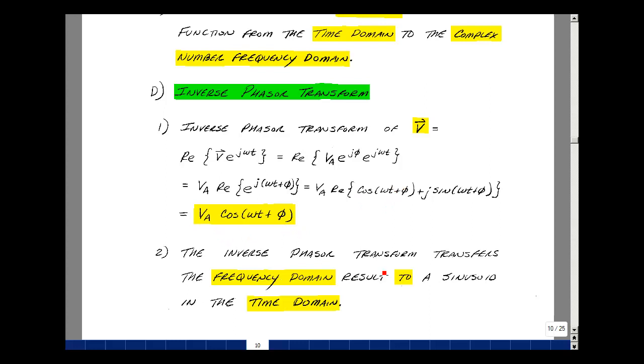The inverse phasor transform transforms the frequency domain result to a sinusoid in the time domain. This sounds pretty complicated, but we'll see in a little bit that that's a fairly simple process. And this is the vector representation of sinusoids.